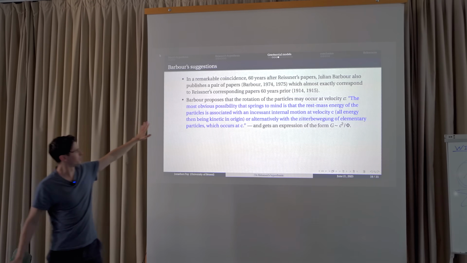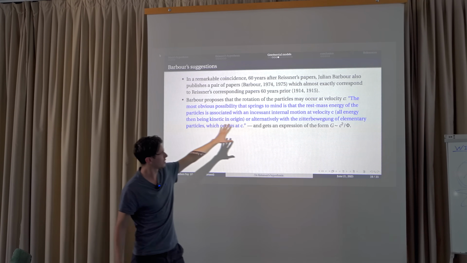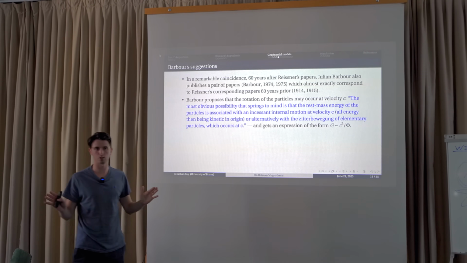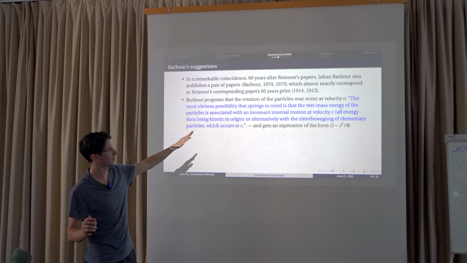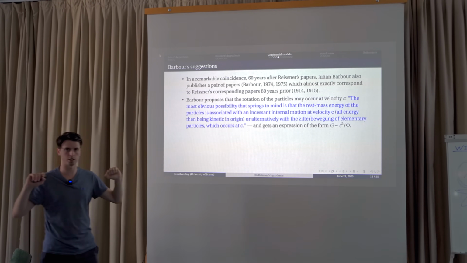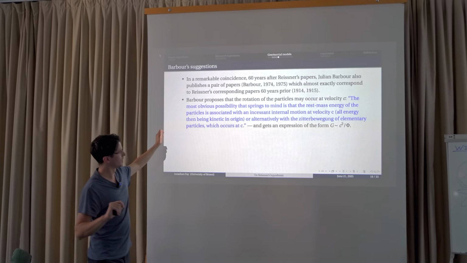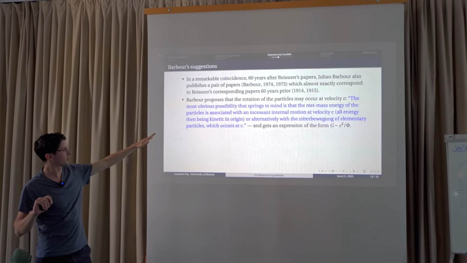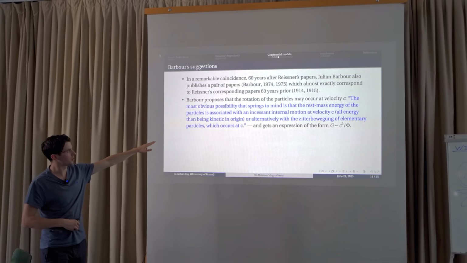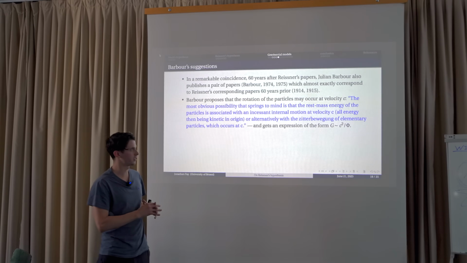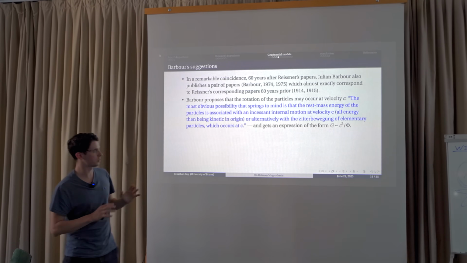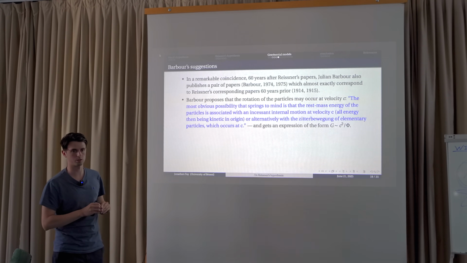But okay, so Barber proposes that the rotation of the particles, so what does he add to this theory? Well, he proposes, and again, he hasn't even come across Reisner's theory at this point, that the rotation may occur at the velocity of the speed of light, which was not really in the conceptual horizon of Reisner as an engineer in 1914. And the most obvious possibility that springs to mind, this is a quote from Barber, is that the rest mass energy of the particle is associated with an incessant internal motion at velocity c, all energy then being kinetic in origin, or alternatively with a Zitterbewegung of elementary particles, which also occurs at c.